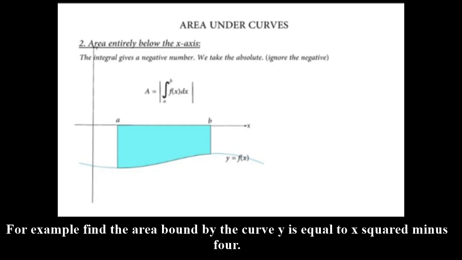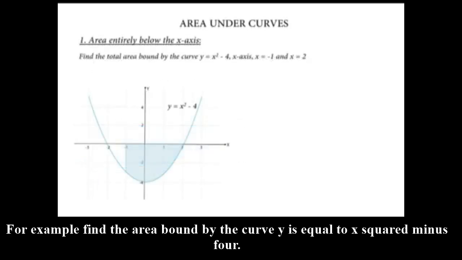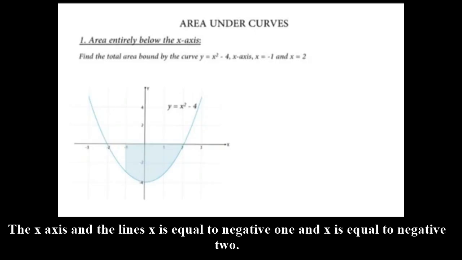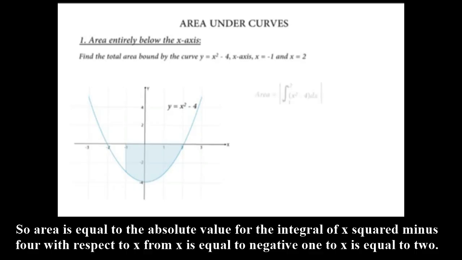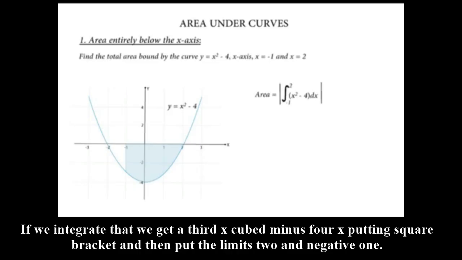For example, find the area bound by the curve y is equal to x squared minus 4, the x-axis and the lines x is equal to -1 and x is equal to 2. So area is equal to the absolute value of the integral of x squared minus 4 with respect to x from x is equal to -1 to x is equal to 2. If we integrate that, we get a third x cubed minus 4x, putting square brackets and then put the limits 2 and -1.